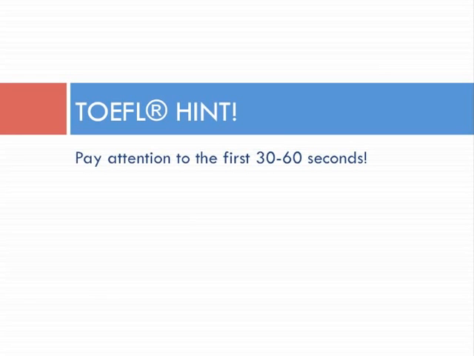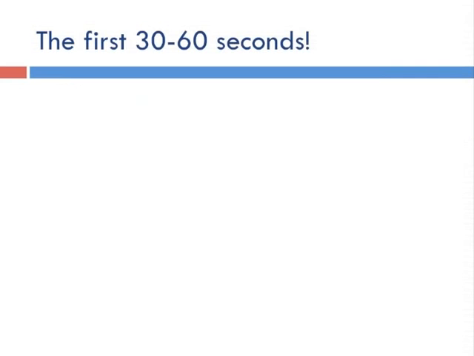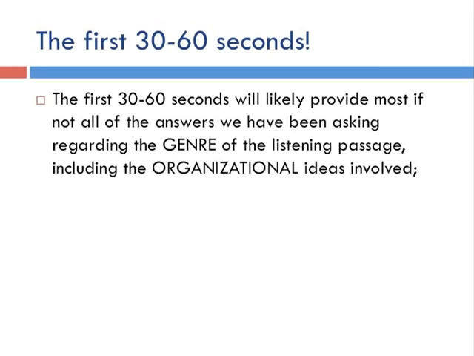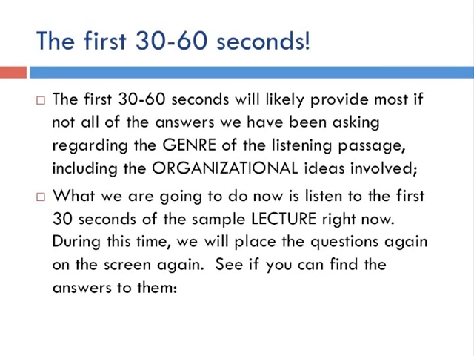Now, in order for us to be successful, we really need to think about how the actual passage is going to be organized. You will notice how the TOEFL really does organize this information in a very efficient way. The first thing we need to do is pay attention to the very beginning of the listening passage. Why is that important? Well, a lot of the genre considerations we've been discussing will probably be answered within the first 30 or 60 seconds. So we'll have a pretty clear idea as to how the passage is going to be organized and what the main topic will probably be.